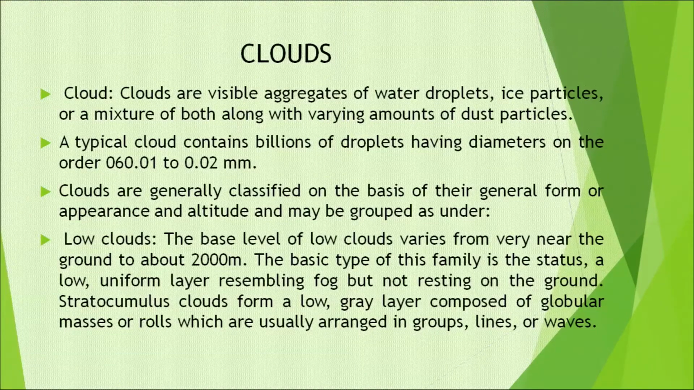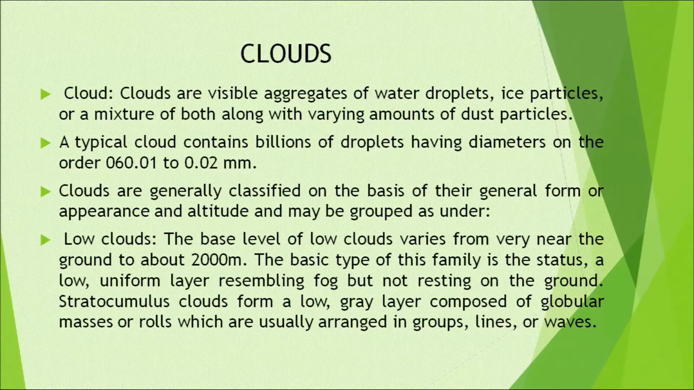Now let's come on to clouds. Clouds are visible aggregates of water droplets, ice particles or a mixture of both along with varying amounts of dust particles. A typical cloud contains billions of droplets having diameters on the order of 0.01 to 0.02 millimeters.